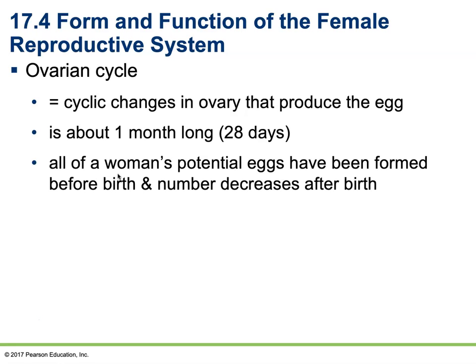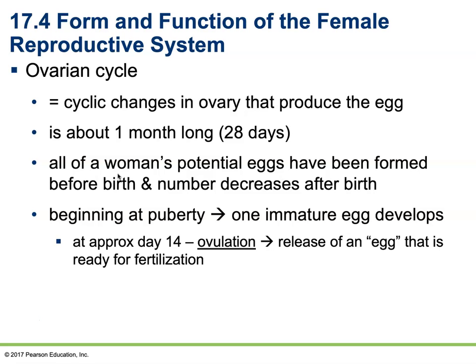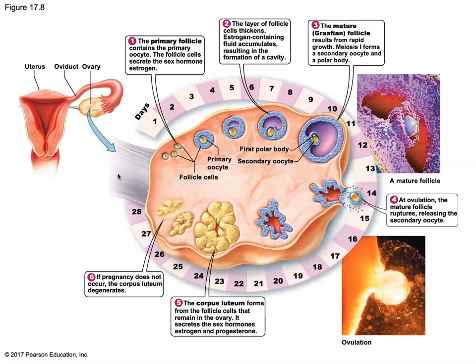All of the woman's potential eggs have been formed prior to birth, and the number is going to decrease after birth. Beginning at puberty, one immature egg is going to develop. At approximately day 14, ovulation is going to occur. That's the release of an egg that is ready for fertilization. All of this is going to be directed by hormones.